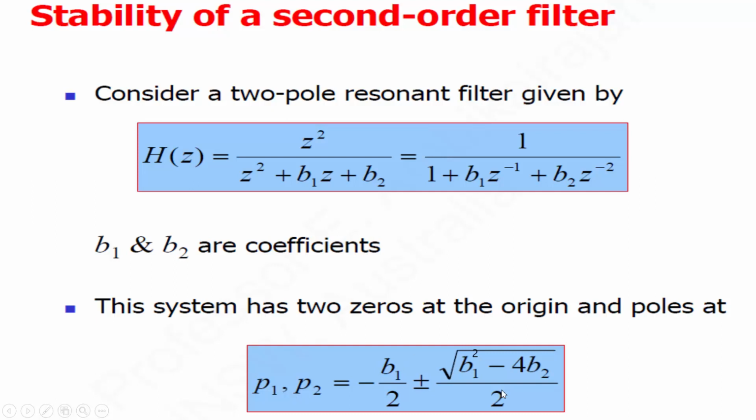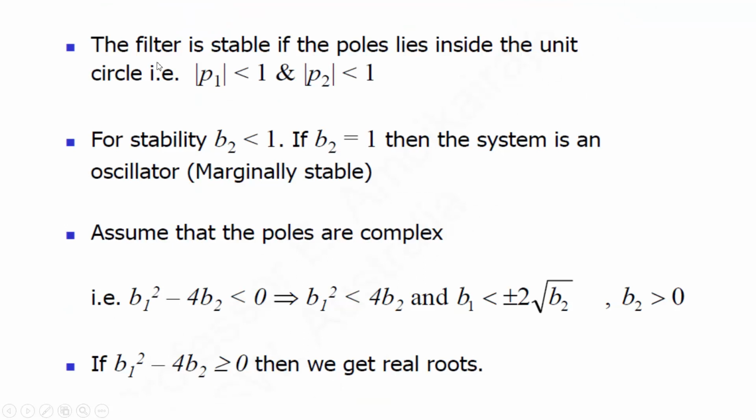These will be poles. You will be able to get the roots of the characteristic equation from the quadratic equation. You put it equal to 0, and you will be able to get the roots of the equation. This will be minus b1 over 2 plus minus under root of b1 square minus 4b2 over 2. This is the standard quadratic equation formula for finding the roots. Now the filter is stable if the poles lie inside the unit circle. If both these poles lie inside the unit circle, we know that the system will be stable. Now we are looking at the stability in terms of the b1 and b2 coefficient values also.